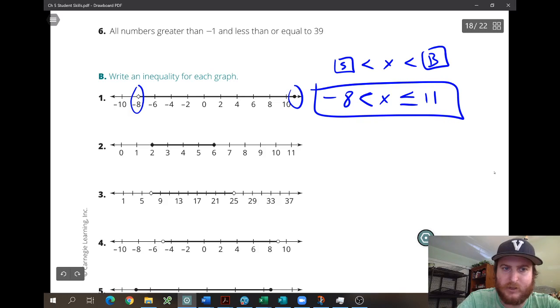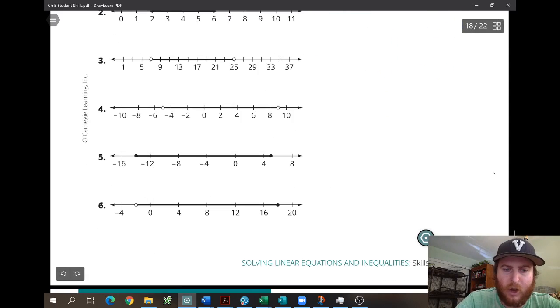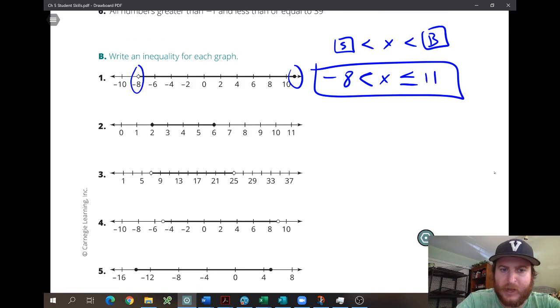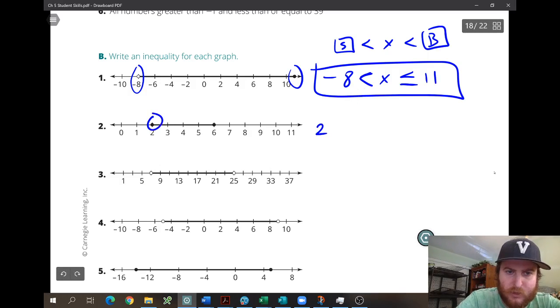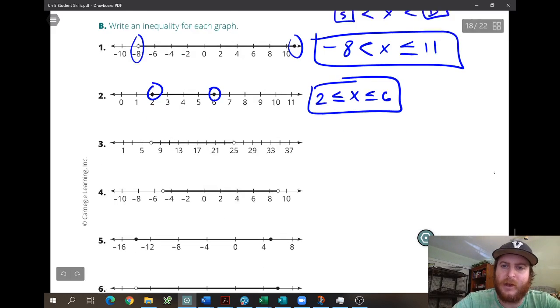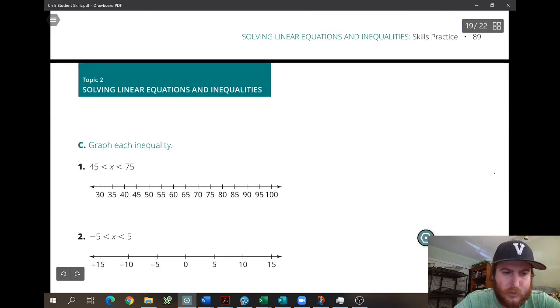Every single one of these answers on part B is that in-between case. They're all going to be in this form: first number, less than x, less than second number. It's just picking out whether they were open circles or closed circles. I'll do number 2 also. Number 2 is in between 2 and 6. It's a closed circle, so 2 less than or equal to x, and 6 has a closed circle, so less than or equal to 6. Should be pretty simple. I know part of the notes were confusing. They get funky, but these are easier examples that aren't too bad.